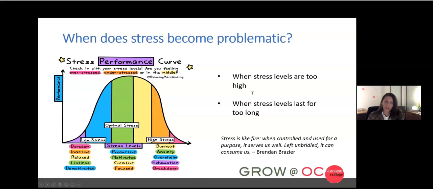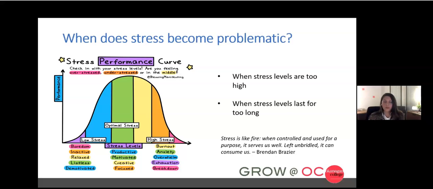So when does stress become problematic? Because we just identified it's a normal part of life, right? So stress becomes problematic when those stress levels become too high, or when those stress levels are lasting for too long. So again, that acute stress that's really high, or that chronic stress. So this little image is a fun little image, and we call this a stress performance curve. And what it does is it actually shows us that, again, all stress is not necessarily bad, right? I think when we think of stress, we think of bad. And the reality is that it actually plays a really important and positive role in our lives.